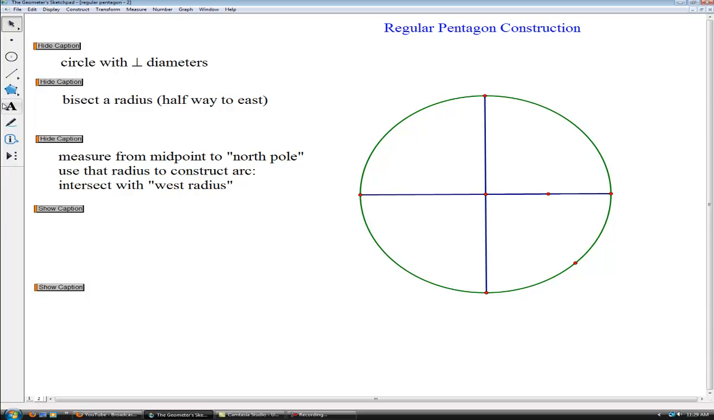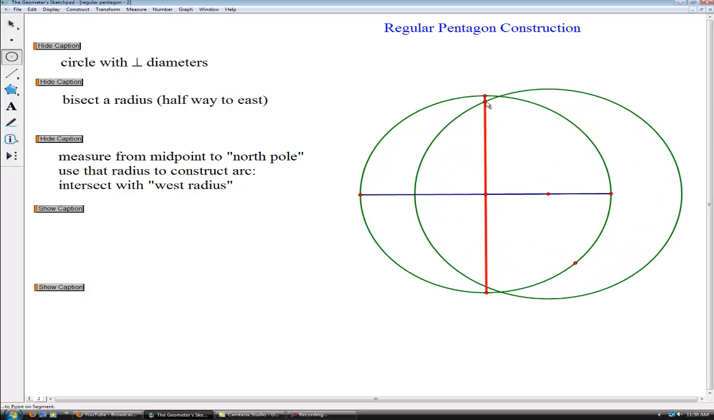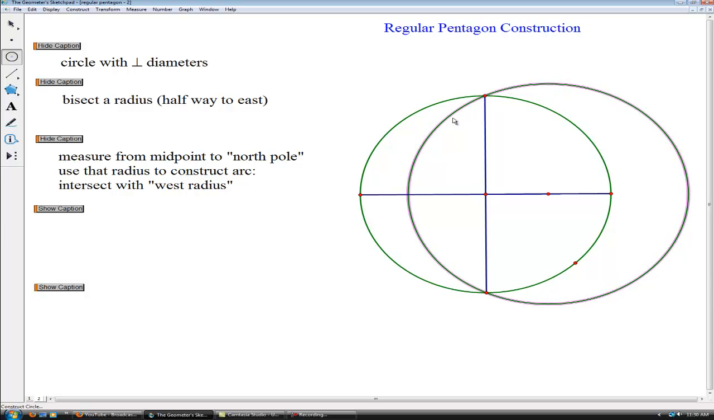So for that I'll use my compass tool. On pencil and paper, we would put the metal point right here, and our pencil tip would be right here. And we would draw an arc until we got this intersection right here. So this is the next intersection that we want. Intersect with west radius means we want to draw that and get this intersection right there.